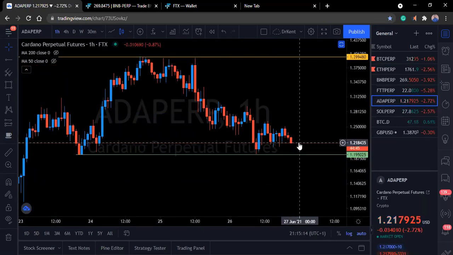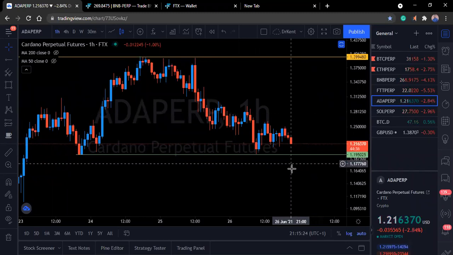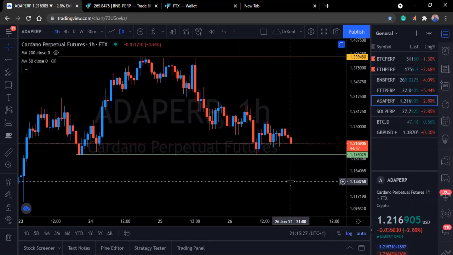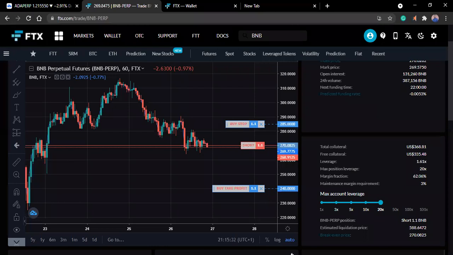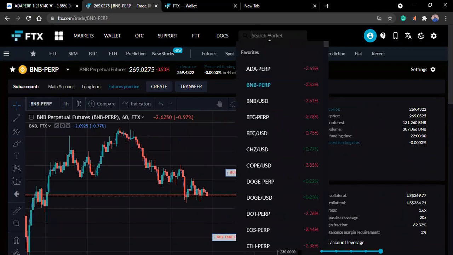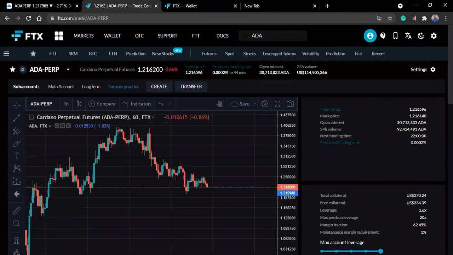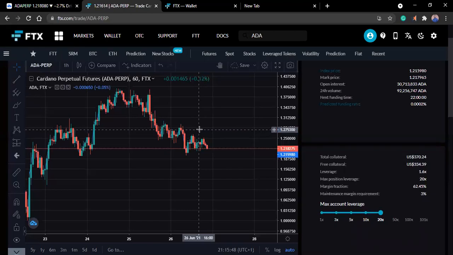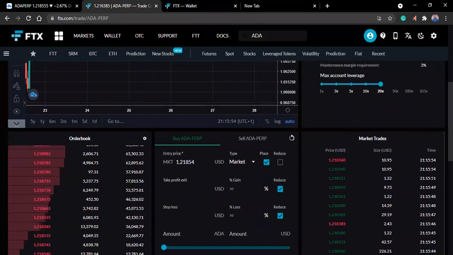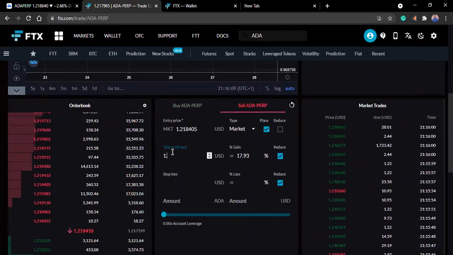This is ADA. So let's sell here. Let's put our stop loss here, 1.2755. Let's put our take profit down here, 1.144. Okay, so let's go back. Let's now look for ADA. ADA perpetual. Okay. So we want to put our stop loss here, 1.2753. Take profit here, 1.1435. So we'll come here, we'll go to sell ADA, then stop loss 1.127.